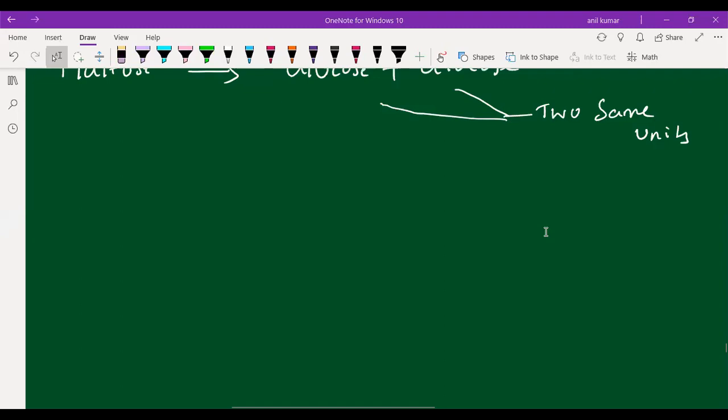First, let us see sucrose. Sucrose has a molecular formula. What is the molecular formula of sucrose, students? It is C12H22O11.